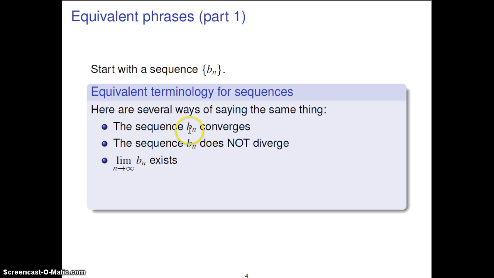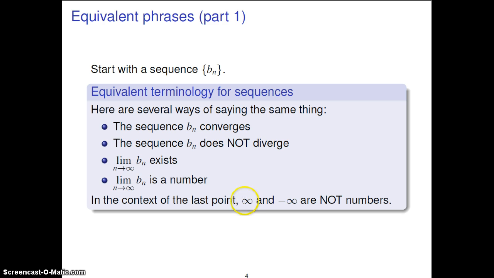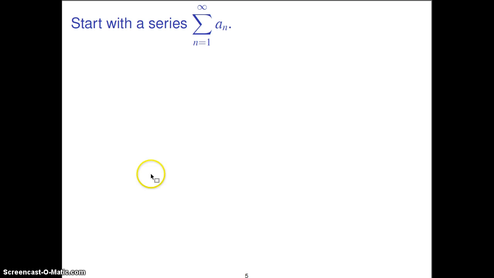What does it mean for the sequence Bn to converge? Well, they all say the same thing. This means that the limit of Bn as n approaches infinity exists. And again, what does the word exists really mean? It means that the limit of Bn is a number. And to clarify, that means infinity doesn't count, negative infinity doesn't count. You have to have a real number, something like 1,000,000 or -2 or 0 or pi. So these four things all say the same thing, and you have to keep this in mind.